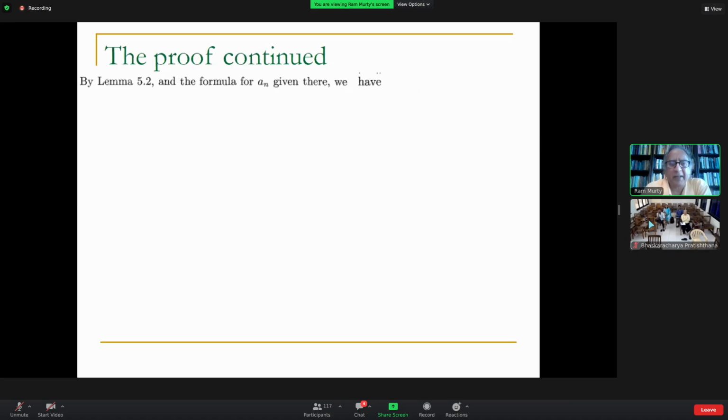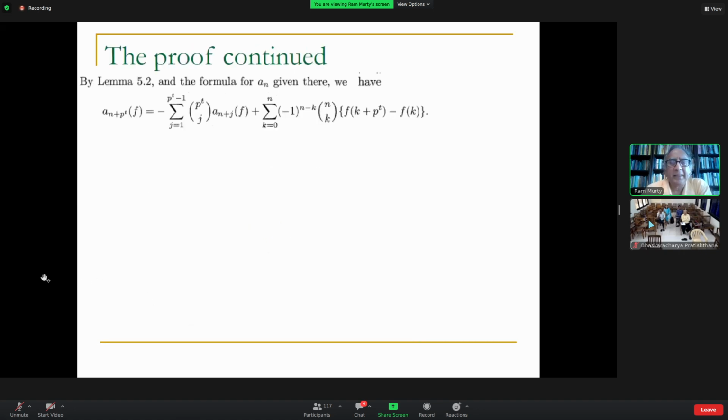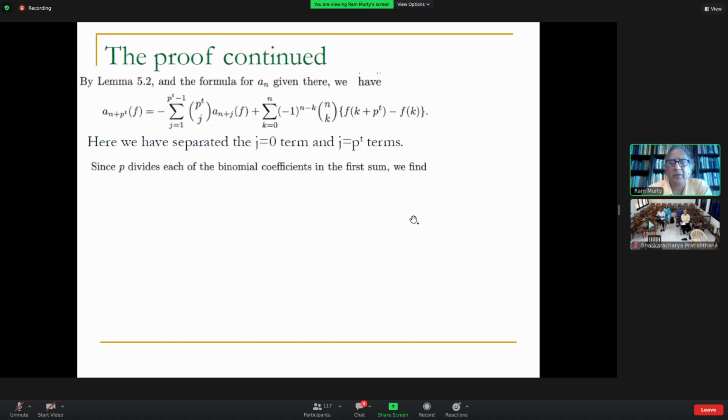So let me just go back here. In here, I separate out the 0 term and the n equals p^t term from this particular formula, and we get this identity. And then notice now what we would like to do. We would like to exploit our congruence that we have for this f(k + p^t), and that p divides each of these binomial coefficients. Remember, I told you that p^t choose j is divisible by p. So p divides all of these things.